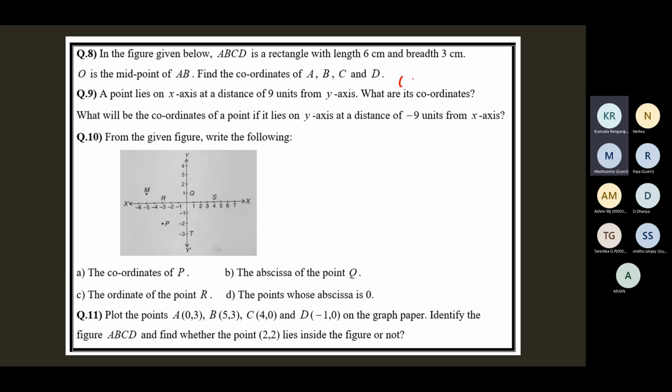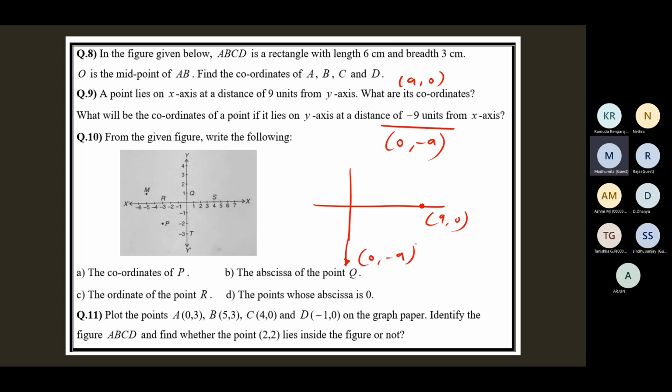For the first one, it is 9, 0. And for the next part, it is 0, minus 9. First one is 9, 0, and the second one is 0, minus 9.